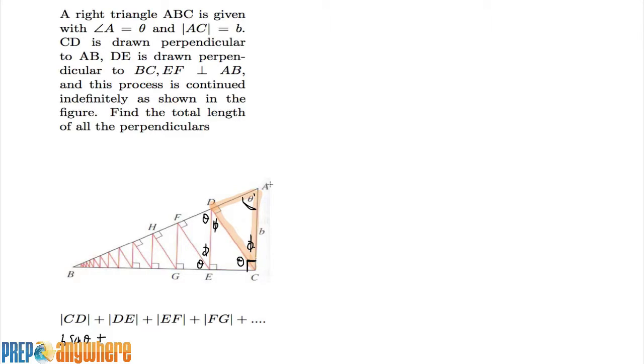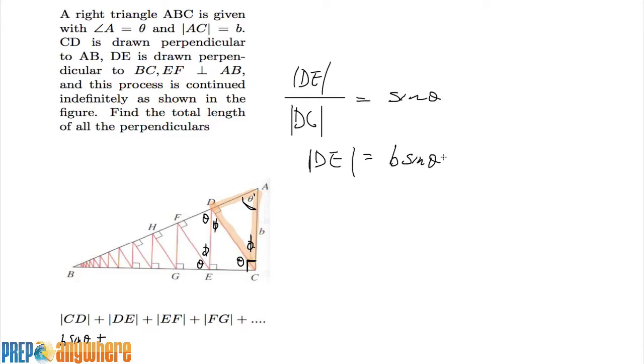So what we have here is, if this is B sine of theta, this right here is going to be DE. The length of DE over DC is also equal to sine of theta in this DEC triangle. So therefore the length of DE is going to be DC or CD times sine of theta, which is going to be B sine of theta times another sine of theta, so we get B sine theta squared.